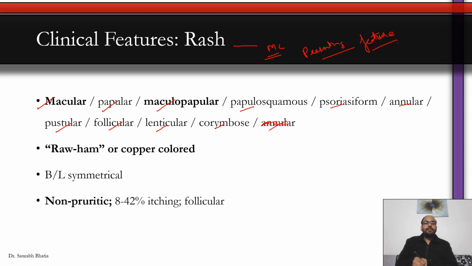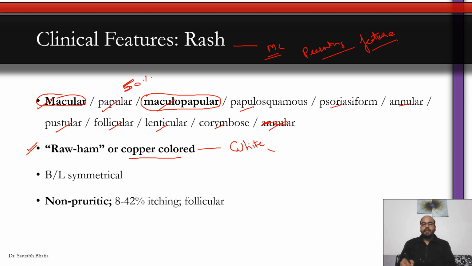Now, the most common morphology is actually macular or maculopapular, which is seen in about 50% of cases. Roughly about 50% of cases present as a macular eruption or a maculopapular eruption. Each of the lesions has been described as raw ham or copper colored macules, but they are mostly seen in the white population or people with lighter skin tone. In pigmented skin tone, or we could say the Indian subcontinent, the lesions can be darker in color with a purplish hue.